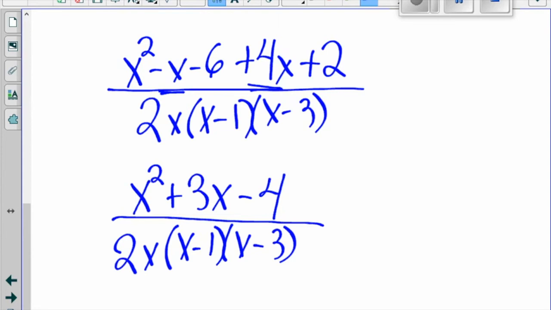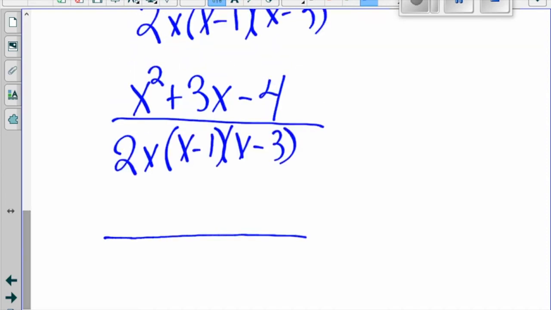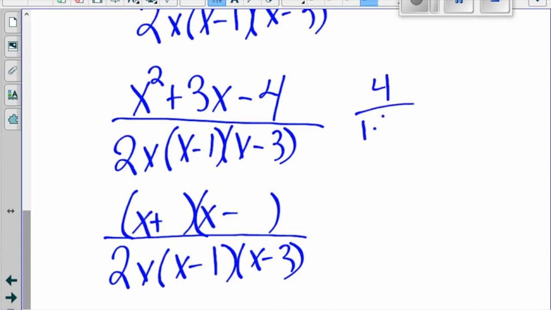Well, it works out that the numerator will factor. X squared plus 3x minus 4 will factor. This here will factor. Well, since the 4 is negative, the signs are opposite. And what are the factors of x squared? x and x. Now, the factors of 4 are 1 and 4 or 2 and 2.